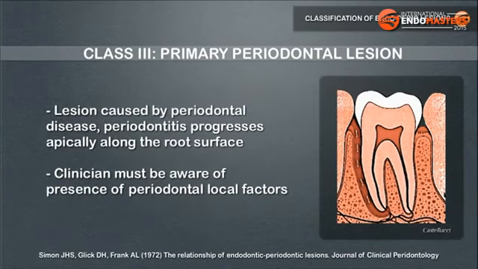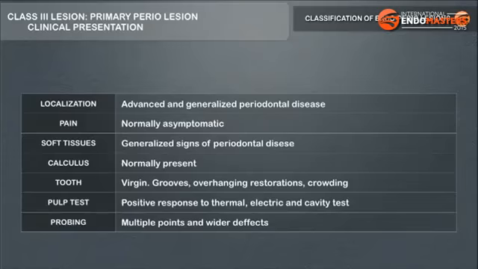The third category is the primary periodontal lesion. Lesion is caused by periodontal disease. In this process, periodontitis progresses apically along the root surface beyond the radicular apex. Clinicians must be aware of presence of periodontal local factors, as we explained before. Here are summarized some of the main clinical characteristics of the class 3 lesions.